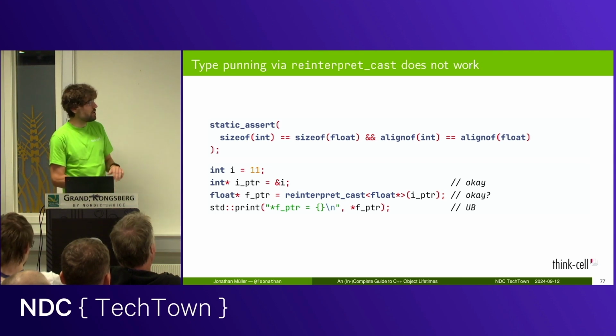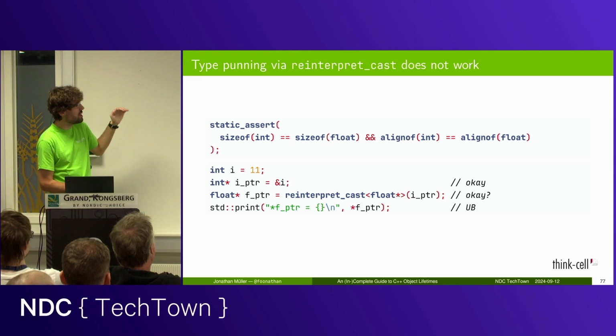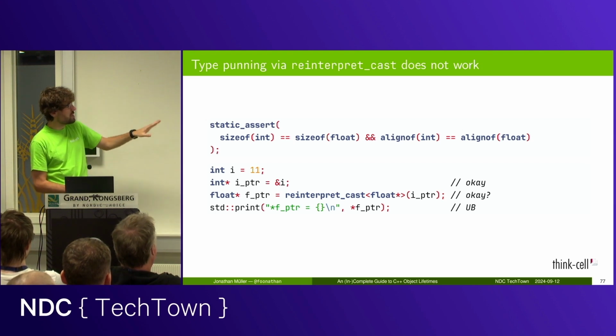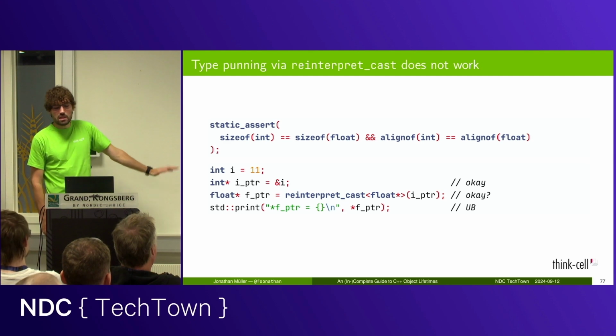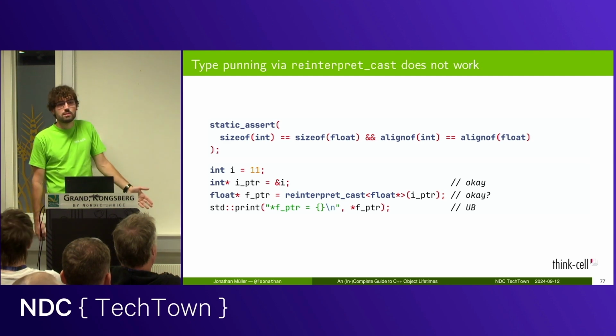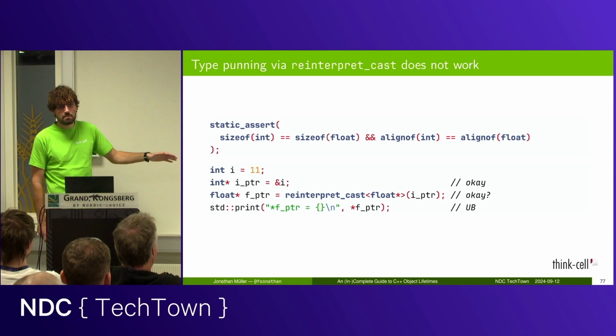Right? So int and float, same size and alignment. We've got an int, we've got a pointer to an int, perfectly fine. We reinterpret_cast that to a float and then dereference the float. The float dereference is undefined behavior because we do not have a float. We have an int, right? But the reinterpret_cast is actually fine.